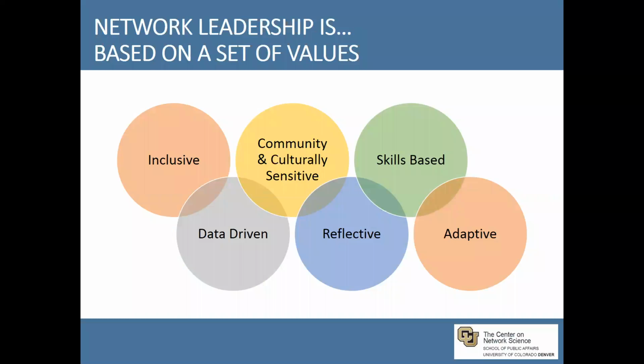And just one last thing on network leadership. Network leadership is not a set of five things that everybody has to follow to lead and manage your networks. Rather, network leadership is based on a set of values. They are that it's inclusive. We believe everybody who is involved in the network way of working needs to build network leadership skills. It's community and culturally sensitive in that we believe every community is different, and so we don't give anyone a prescriptive set of things they need to do, but help them think about how to build the skills that they need to do that work.